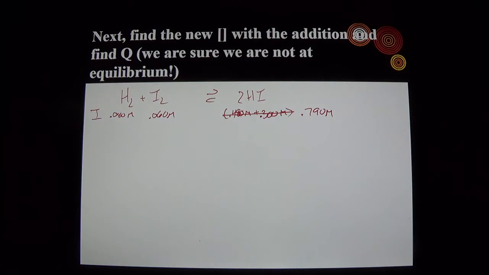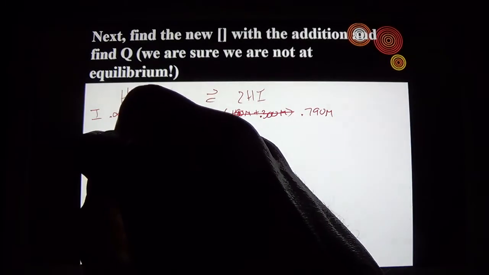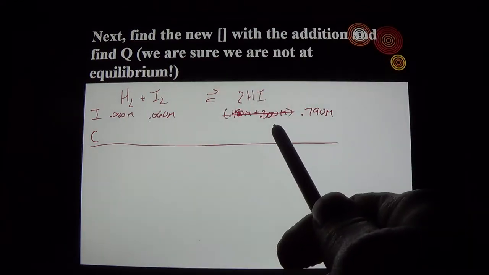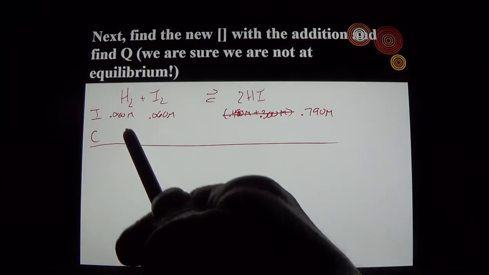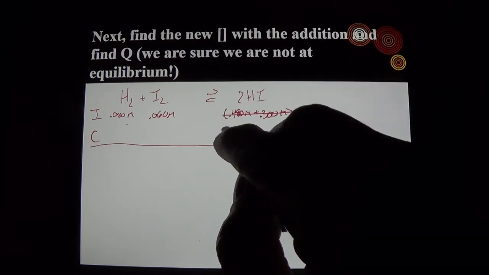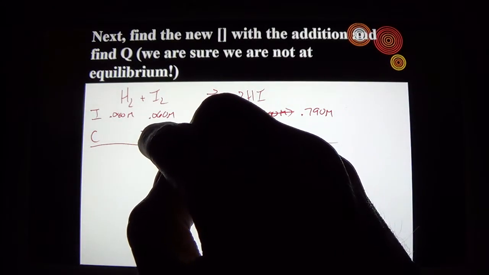All right. I'm going to have some change. Here's the thing. I added more products. Am I going to lose reactants to still make more products? Am I going to lose products to make some more reactants? Now, if you know Le Chatelier's principle, it would easily tell you, hey, I'm going to lose some products and I'm going to make more reactants.